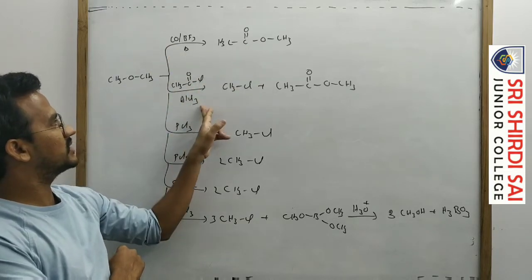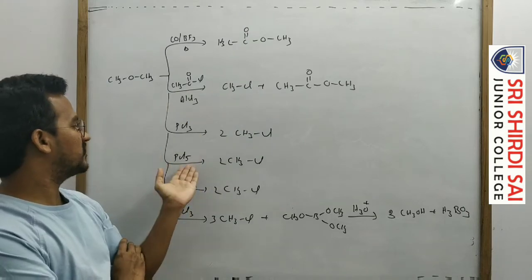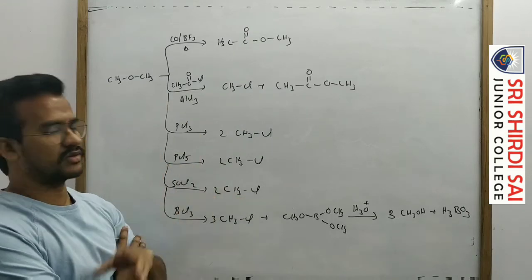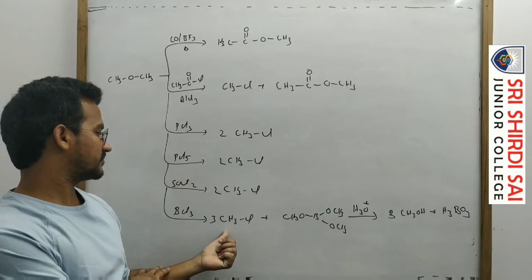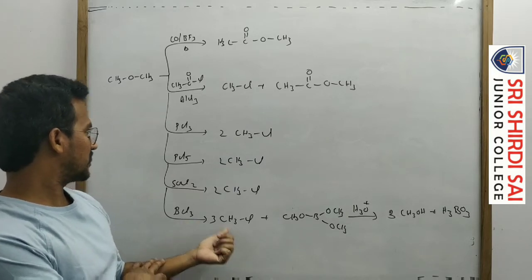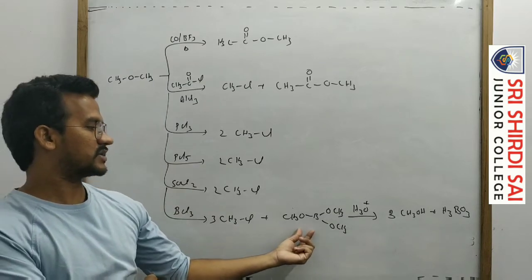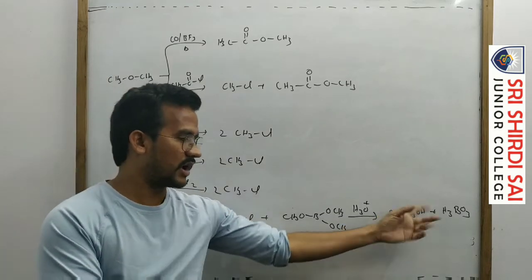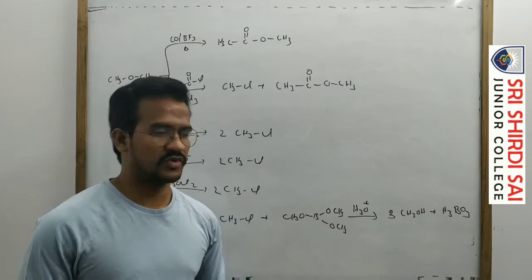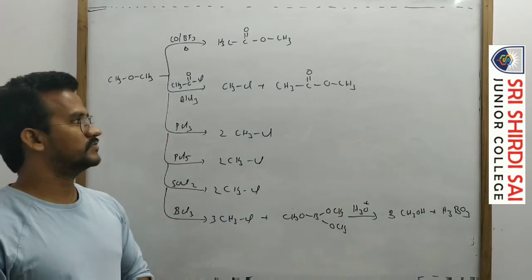With acyl chloride and AlCl3, it gives methyl chloride and the ester. With BCl3, the alkyl chloride is obtained. On reaction with BCl3, it gives methyl chloride. That means 3 moles of dimethyl ether give methyl chloride and trimethoxy borane. On hydrolysis, this gives methyl alcohol and boric acid. Okay, there are some reactions.